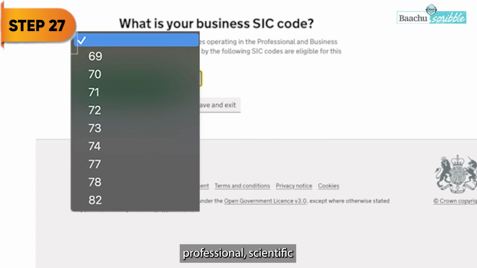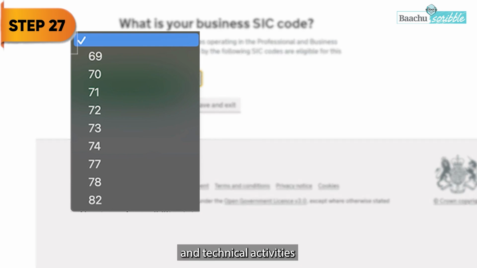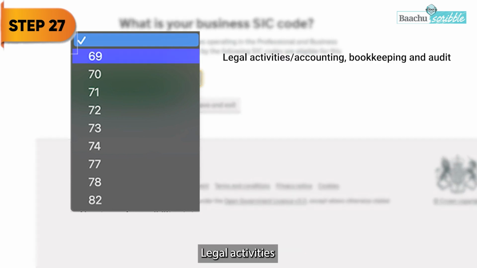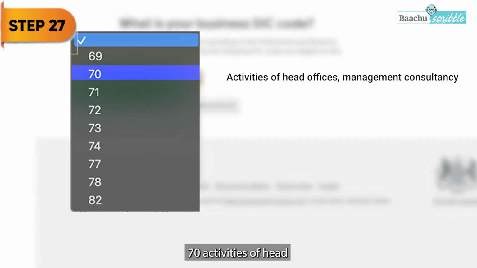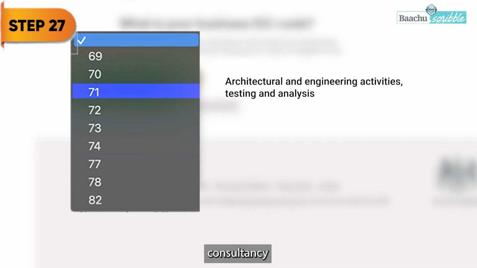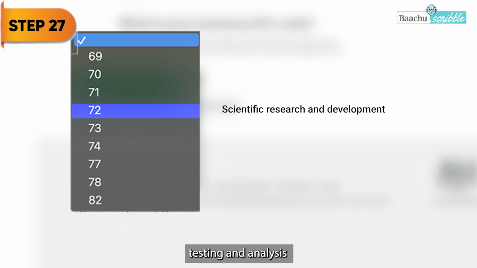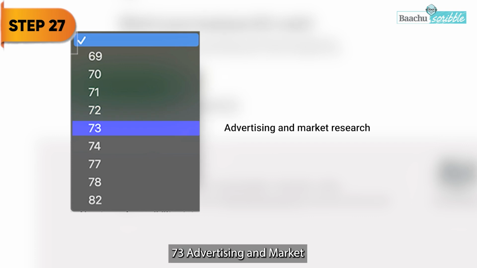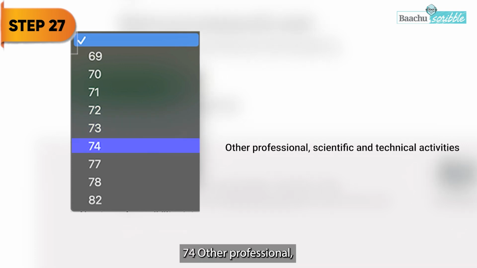M. Professional, scientific and technical activities. 69. Legal activities, accounting, bookkeeping and audit. 70. Activities of head offices, management consultancy. 71. Architectural and engineering activities, technical testing and analysis. 72. Scientific research and development. 73. Advertising and market research. 74. Other professional, scientific and technical activities.